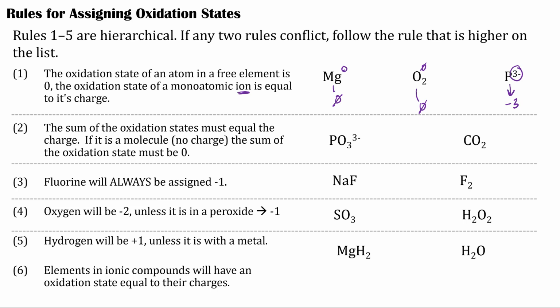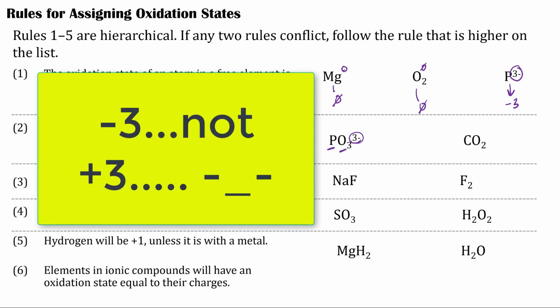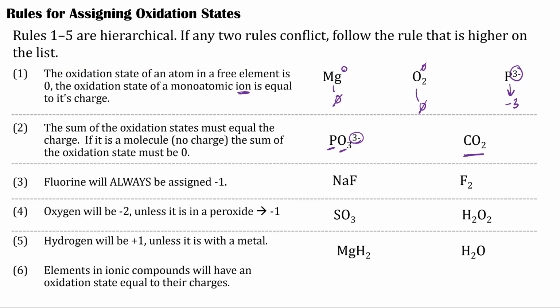And number 2 says the sum of the oxidation states must equal the charge. If it's a molecule, the sum of the oxidation states must be 0. So when we look at phosphite here, I know that the sum of the oxidation state of whatever phosphorus is and whatever these oxygens are has to equal +3. So when we add them all together, it has to give us +3. Whereas in carbon dioxide, it has to equal 0 when we add them all together.